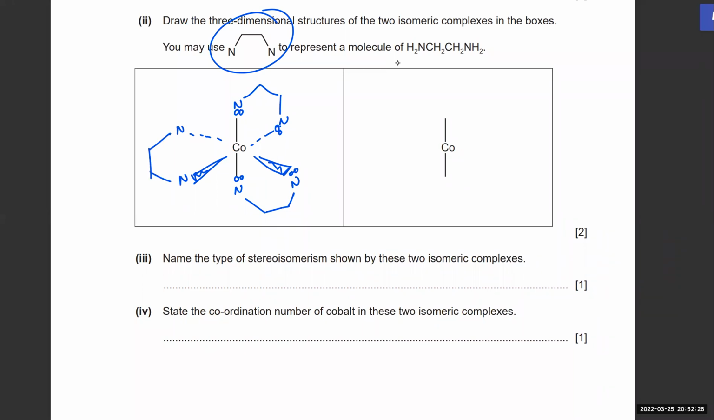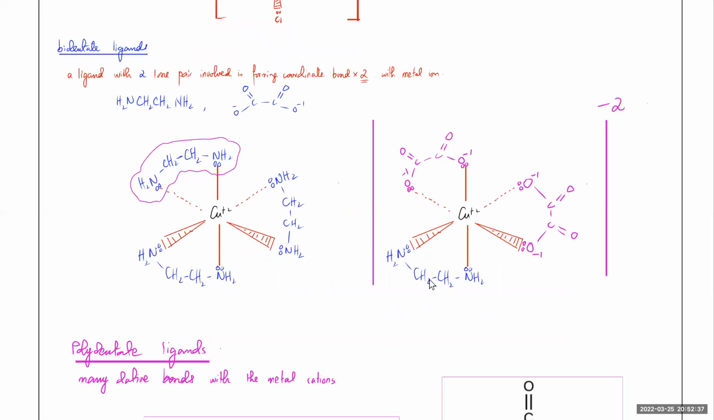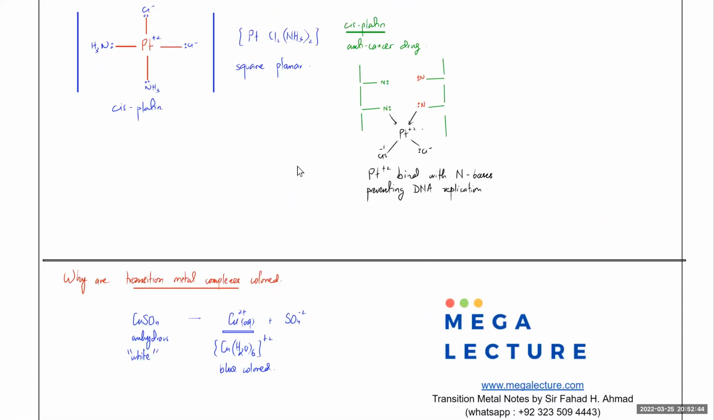So lone pairs. The other question is isomeric form. Remember, when you have bidentate ligands, there are going to be optical isomers, which is also given in the notes. It's going to be the same exact question every time.